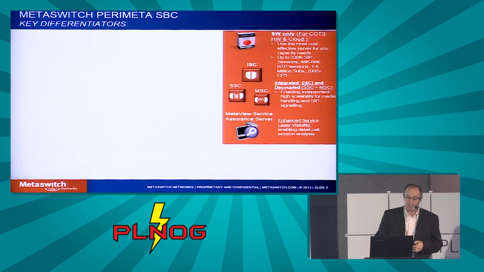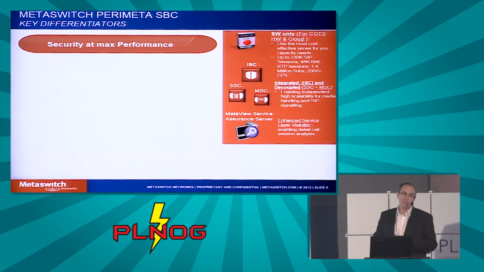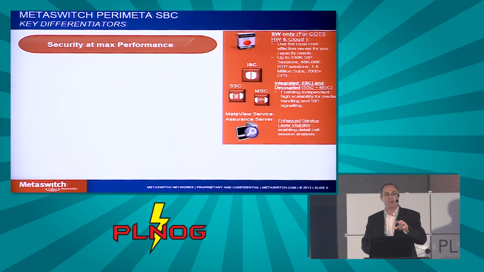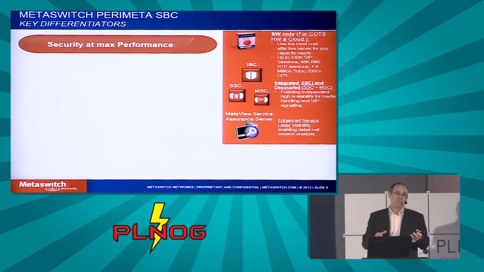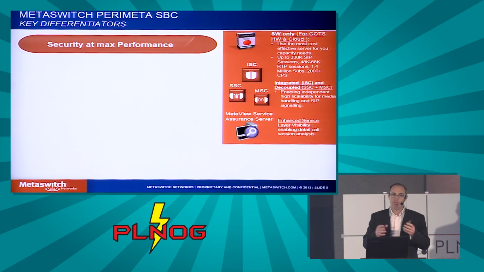So this basically provides security at max performance, which is critical, and by intelligently managing the different virtual cores, the SBC can handle DoS attacks, header manipulations, NAT traversals, all the security stuff under attack, because we can manage everything independently.